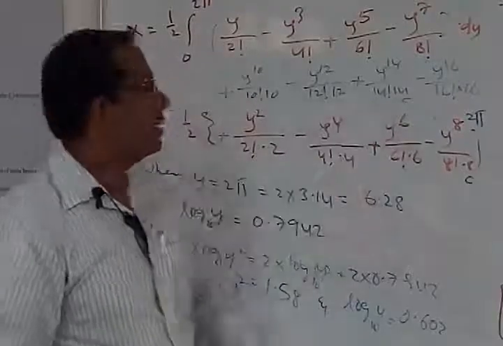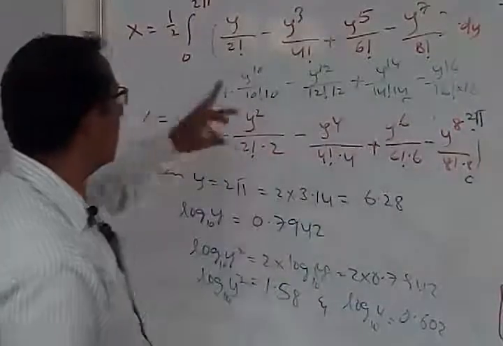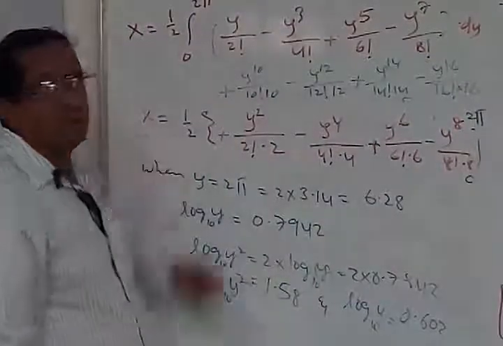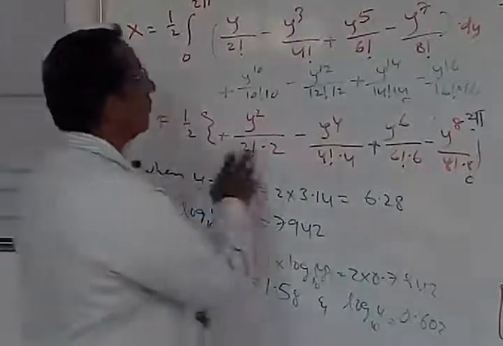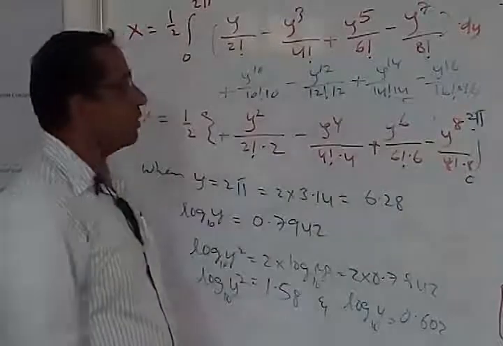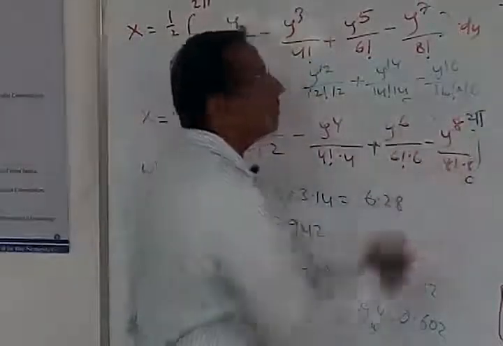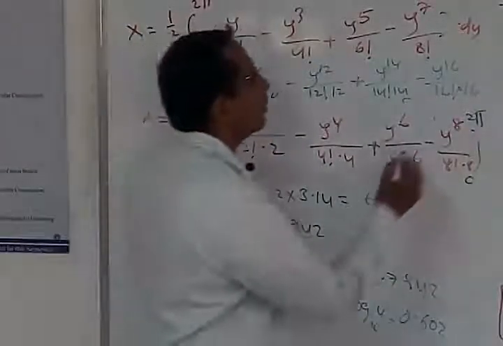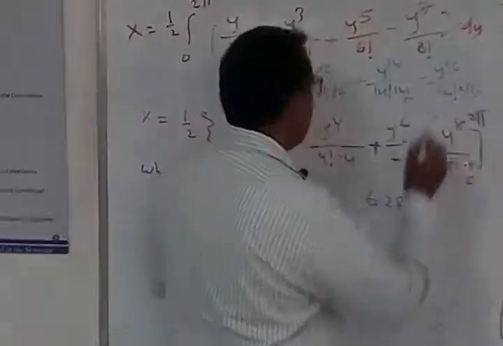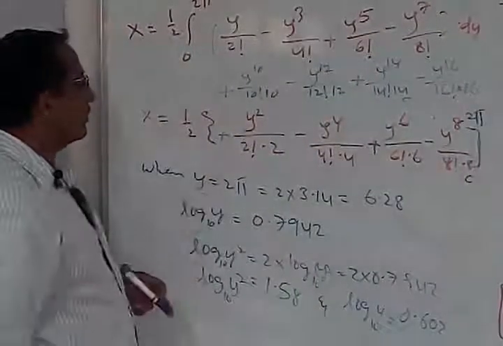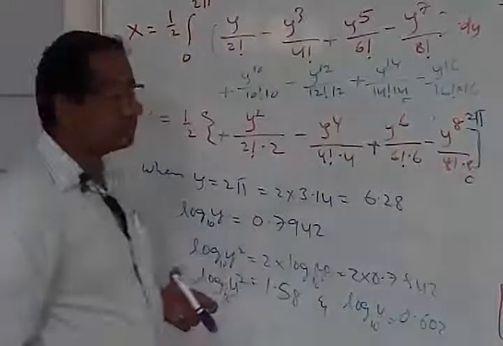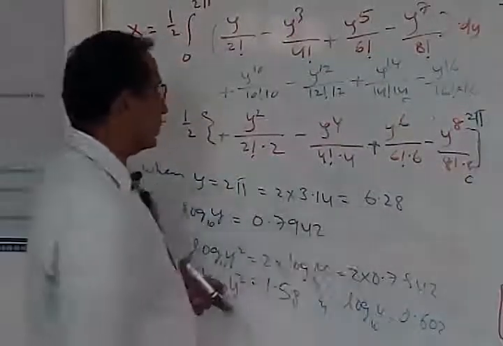So this is the complete equation that we normally are going to have for the x equation, x parameter. Now this y is going to take, after integration, limits between 0 to 2 pi. So if y is going to take 2 pi, what is pi? 3.14. So I will be getting 6.28.